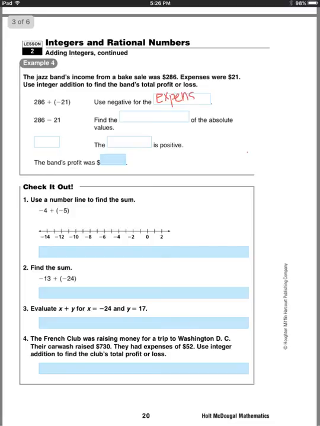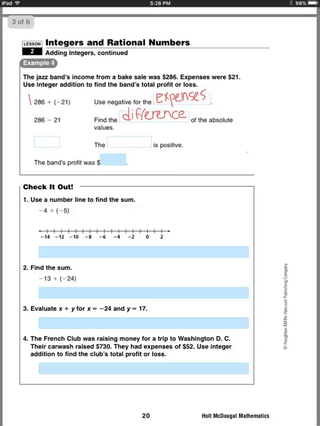If we have a lemonade stand and mom and dad give us $5 to go buy the lemonade supplies, when we're done selling lemonade, we have to minus our $5 to give it back to mom and dad for our expenses. So we are going to find the difference of the absolute values because they are different signs.